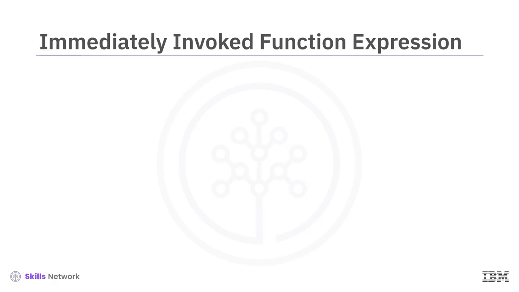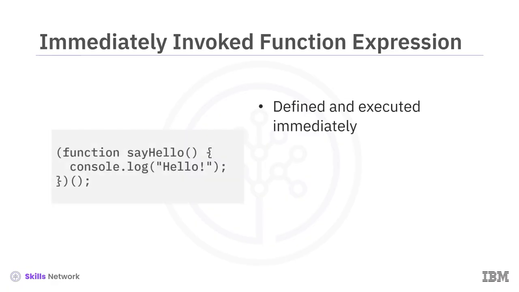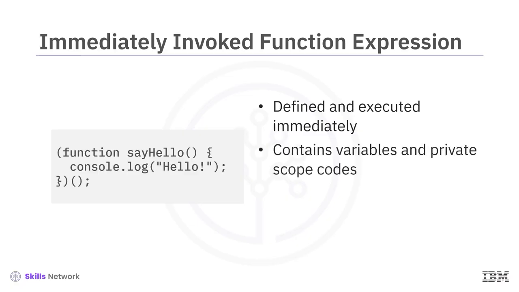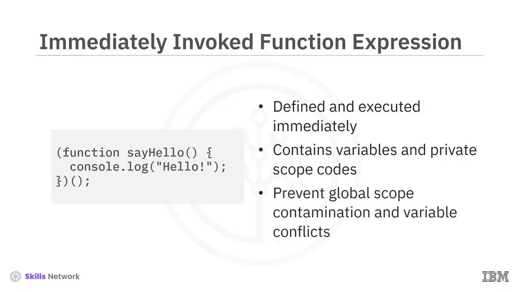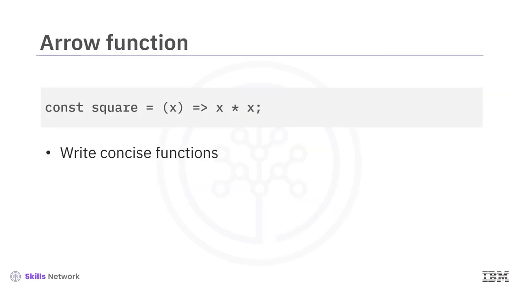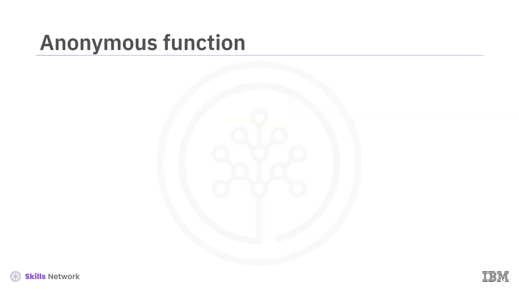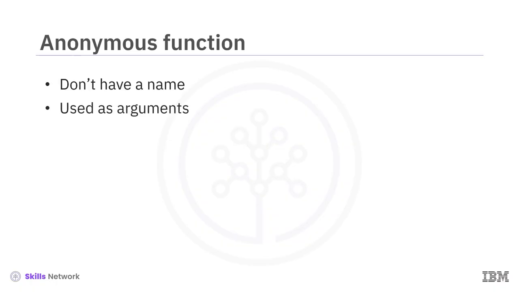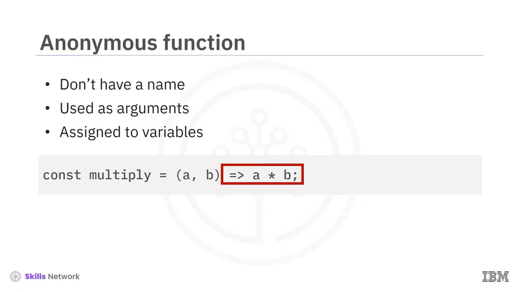Immediately invoked function expression, or IIFE, is a function in JavaScript that's defined and executed immediately after its creation. It's often employed to encapsulate variables and code within a private scope, helping to prevent global scope contamination and variable conflicts. The arrow function is a more concise way to write functions introduced in ES6. They are often used for short, simple functions. Anonymous functions are without a name. These are often used as arguments for other functions or assigned to variables. For example, you can create anonymous functions using the arrow function syntax.